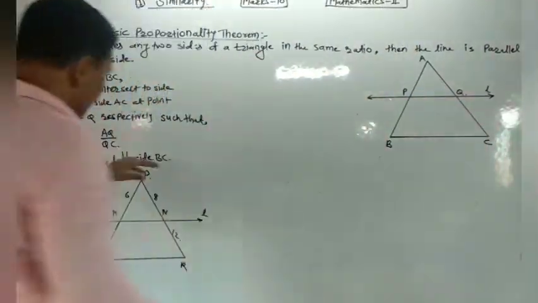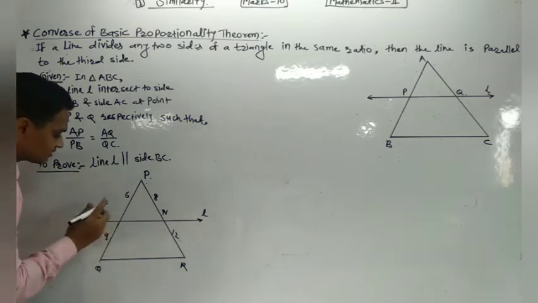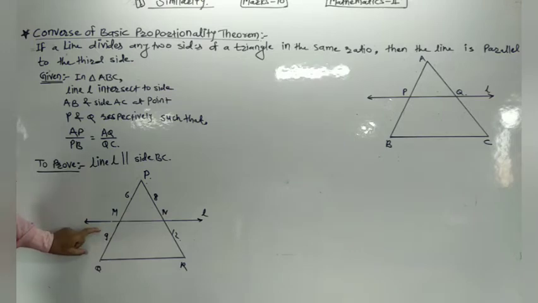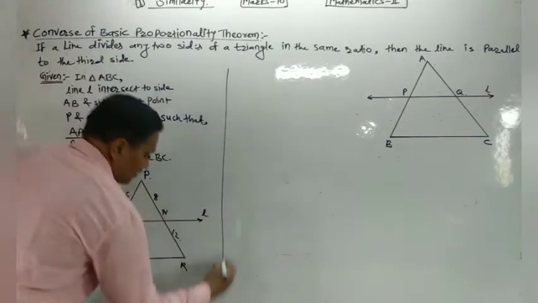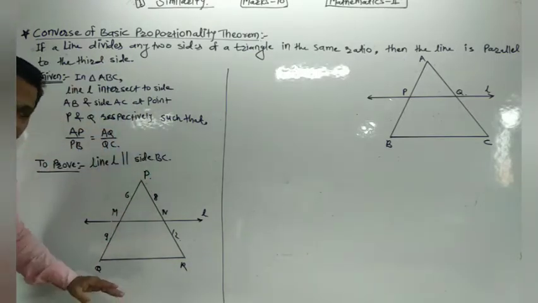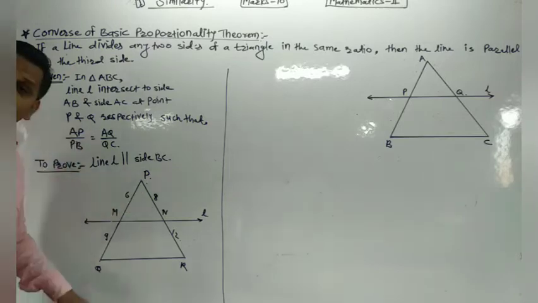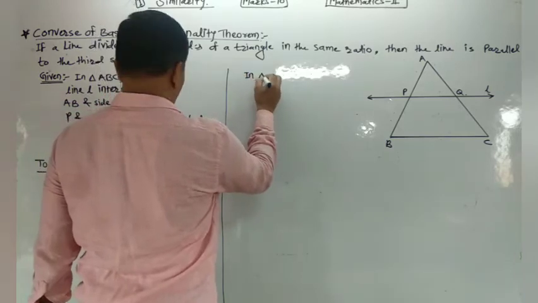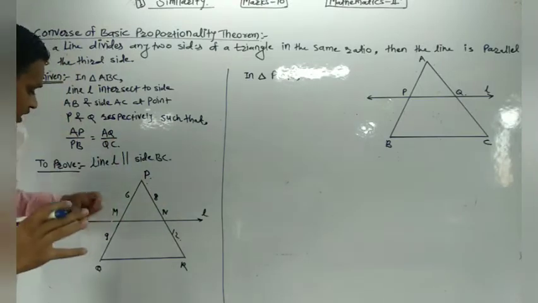In triangle PQR, line L intersects sides PQ and PR at points M and N such that PM is equal to 6, MQ is equal to 9, PN is equal to 8 and NR is equal to 12. Then we want to determine whether line L is parallel to side QR. Now let us study in triangle PQR. First of all, find the ratio PM by MQ.